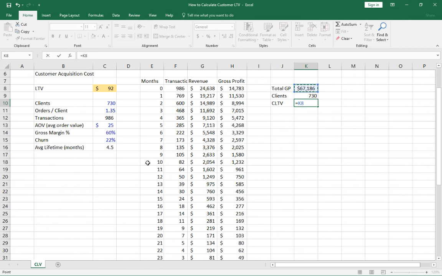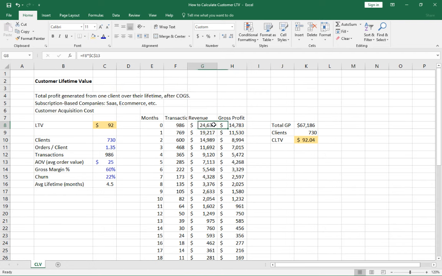And so the customer lifetime value, the total profit divided by the clients, again, $92. So you'll see that in this situation, we have the exact same number over here as our formula, $92. But here you can see visually, okay, I can spend, let's say, $50 to acquire a new customer, even though they're only going to pay me $25 in the first month, and only 60% of that will be profit, as they stay our customers over their average 4.5 month lifetime, we're actually going to make back that $50 we spent in marketing, and then we're going to make additional profit on top of this.